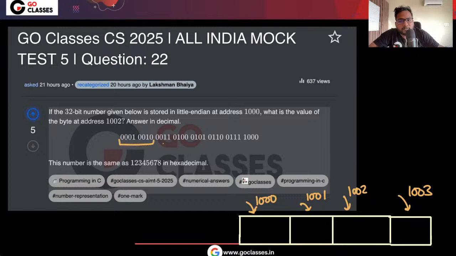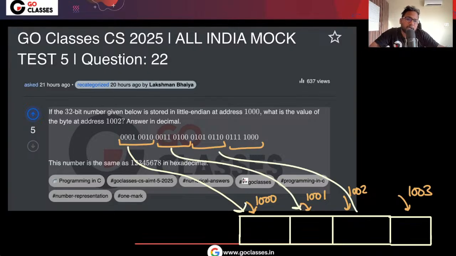Now let's suppose these are the 4 bytes here. This is the first byte, this is the second byte, this is the third byte, this is the fourth byte, right? Now, will you be doing something like 4 factorial ways to represent it? No, there are not 4 factorial ways. There are only 2 ways. Either you will be storing this directly like this. That is called the big endian system.